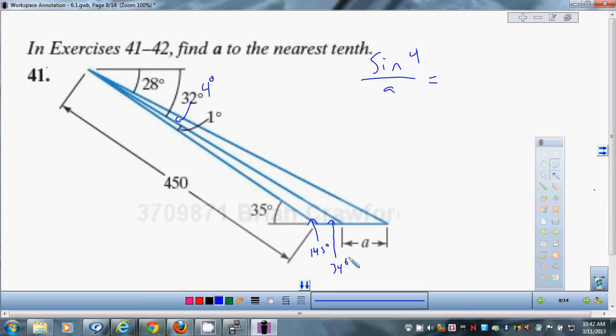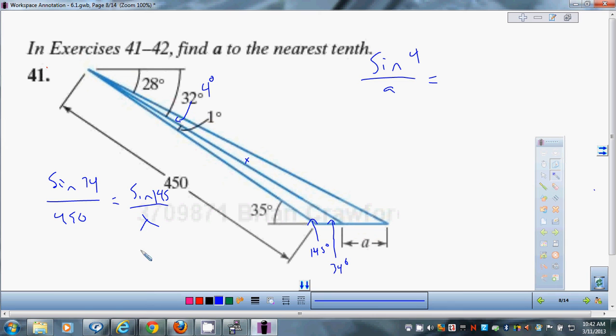We have this side right here. Now, which angle is directly opposite of this side? 34. Very good. The hardest thing about these problems is seeing what goes where. So, we have to start with that. Sine of 34 over 450. Now, we need this side over here. So, which angle is opposite of that? 145. Now, let's just call it x, over x. Cross multiply. Tell me what you get.